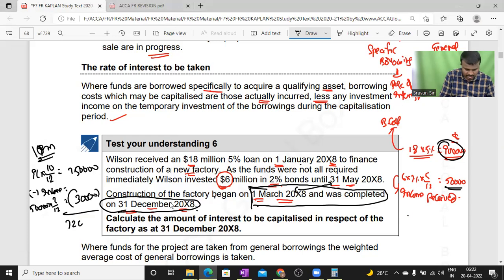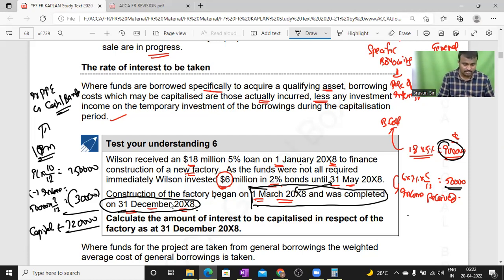Then the remaining amount of 7,20,000 is capitalized. Then we write the entry for this: debit PPE, credit cash or bank account. So how much? 7,20,000. Debit PPE, credit cash or bank account.